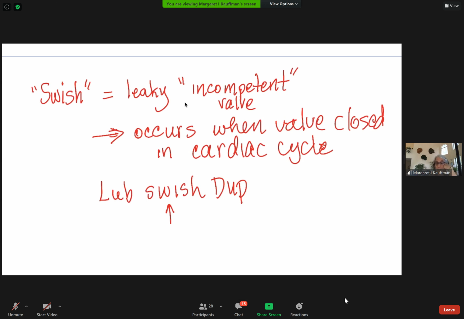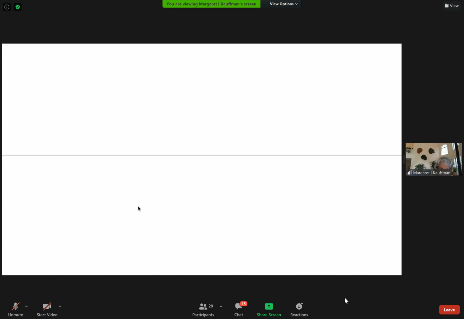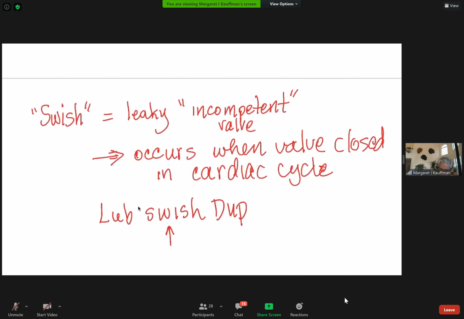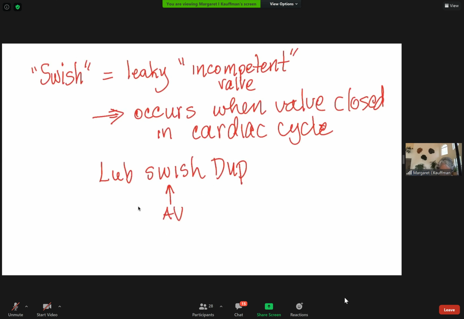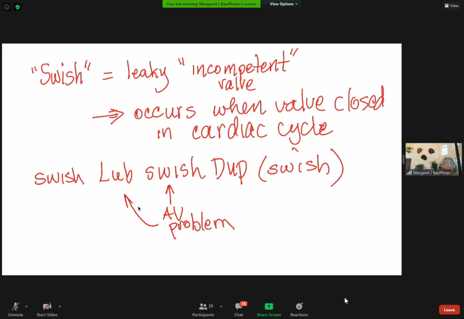An incompetent valve is a problem with the closed valve, whichever it is. So if it was a semilunar, you would hear the swish. So this is an AV problem because that one is closed. If I were to hear the swish here, or don't, forget this is a cycle, it could be a swish over here. The ones in the parentheses are telling you that these are semilunar valves that are leaking.